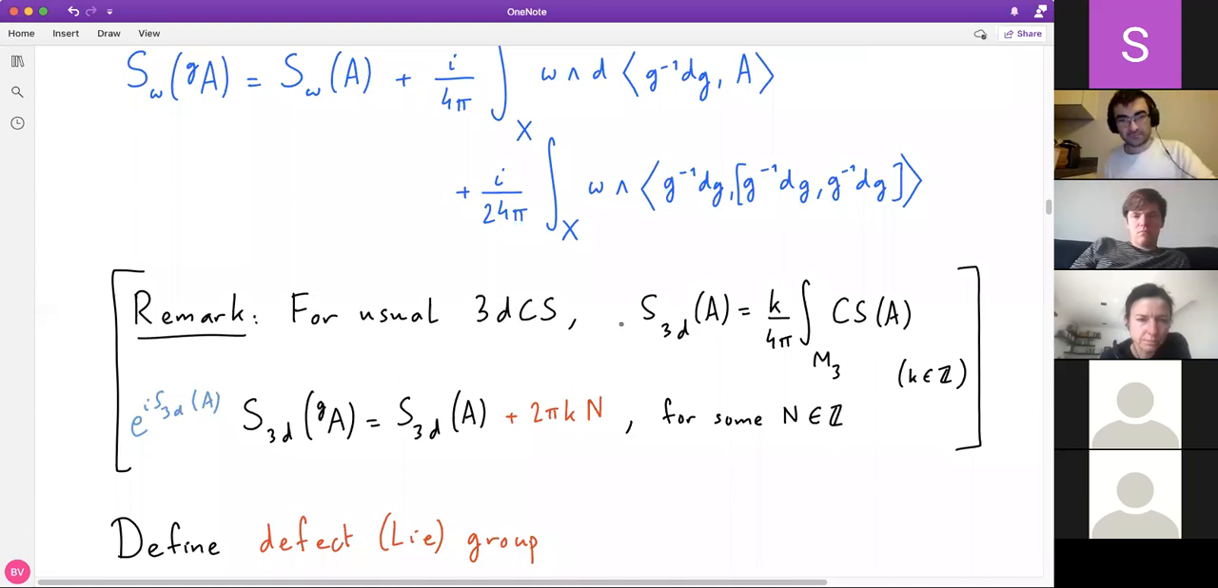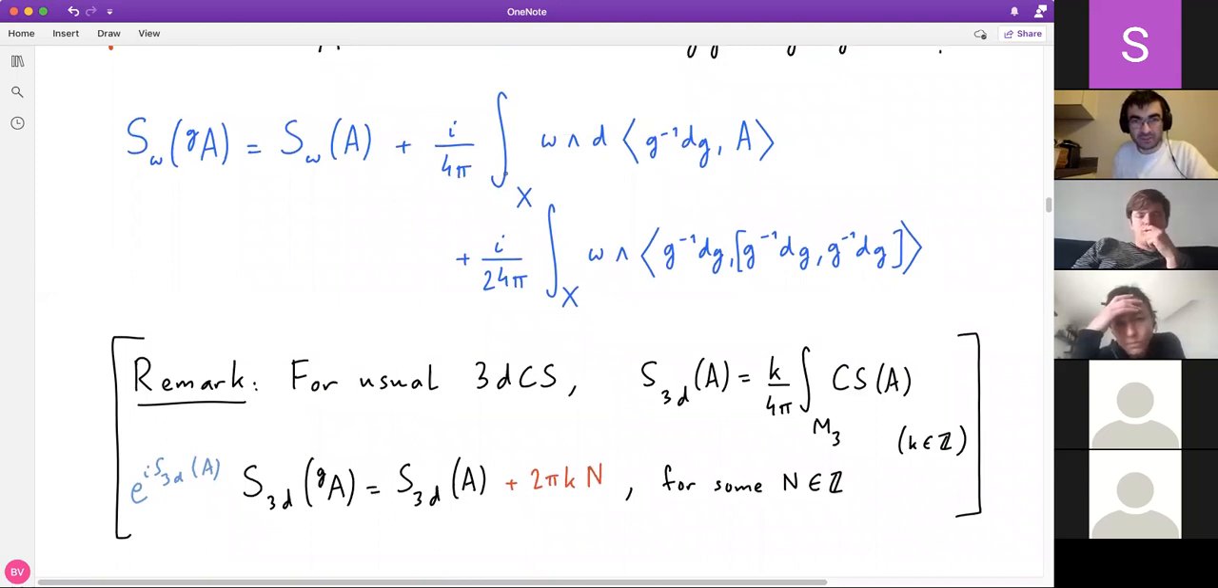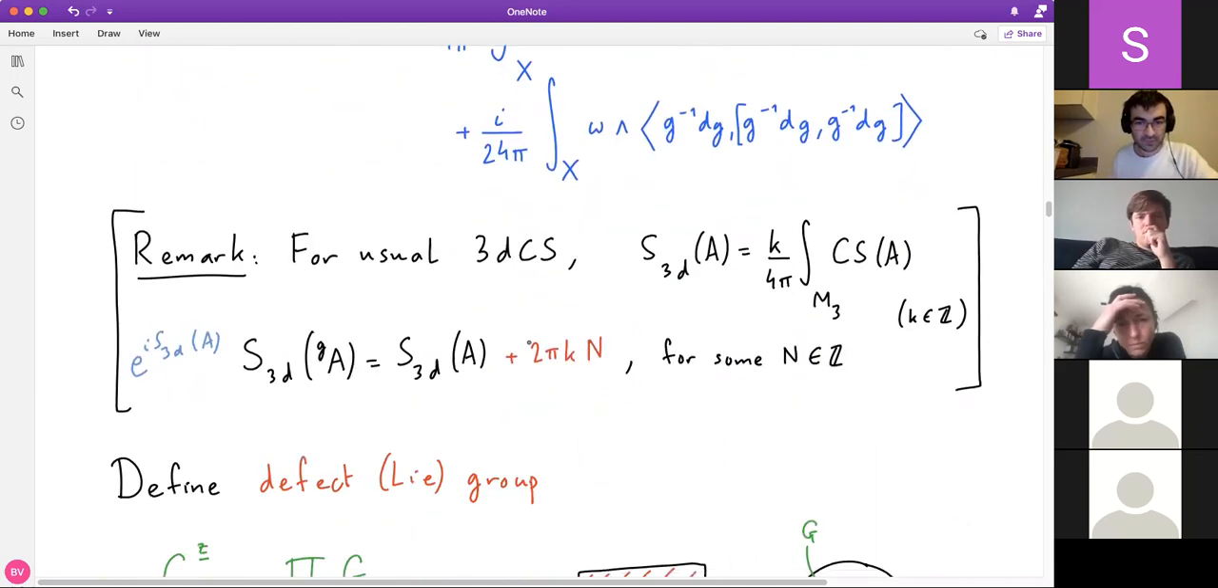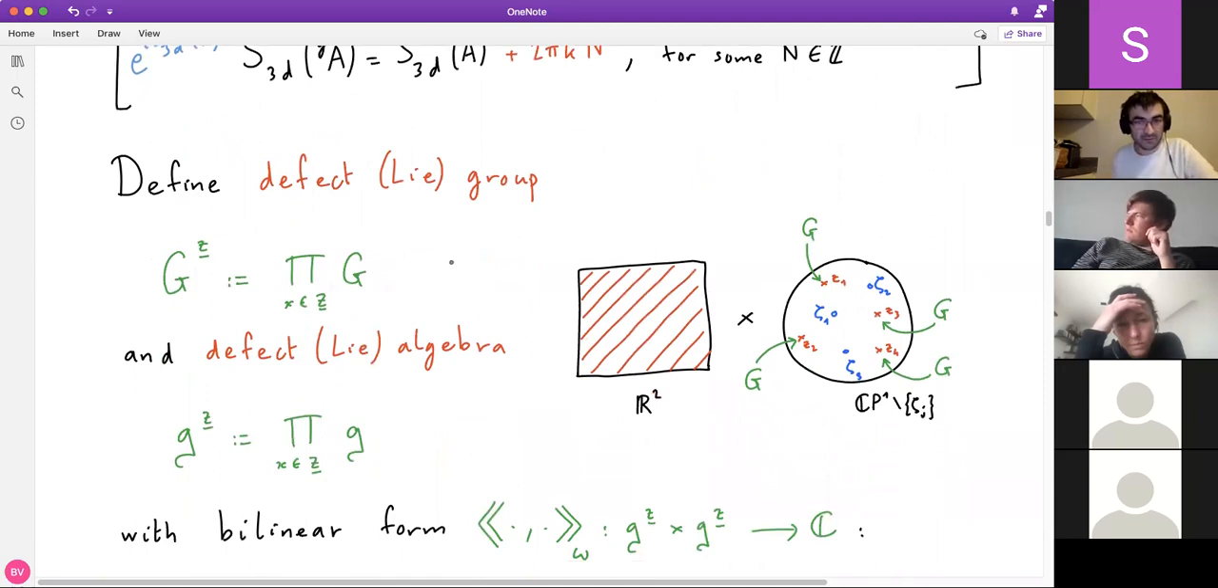So let me first rewrite this action a bit differently. I'm going to rewrite this integral over x in terms of integrals over sigma only. So I'm going to localize the integral over sigma. To write this, I need to introduce what we call the defect Lie group and the defect Lie algebra. This is just a bunch of copies of the Lie group for each surface defect. So this is a direct product of the Lie group G. And then the corresponding direct product of the Lie algebras is its Lie algebra.